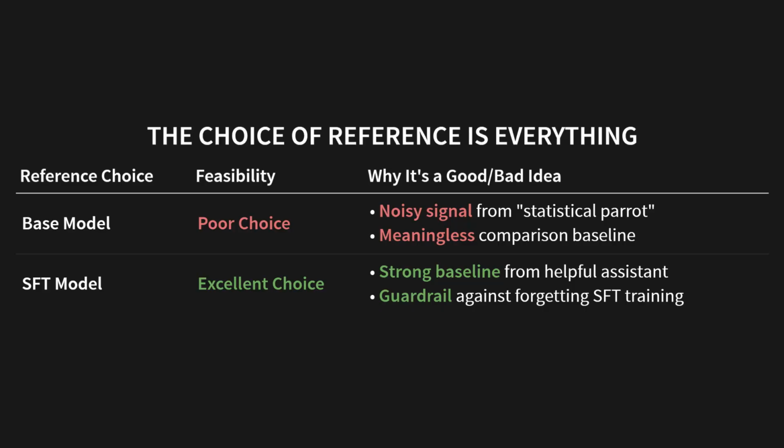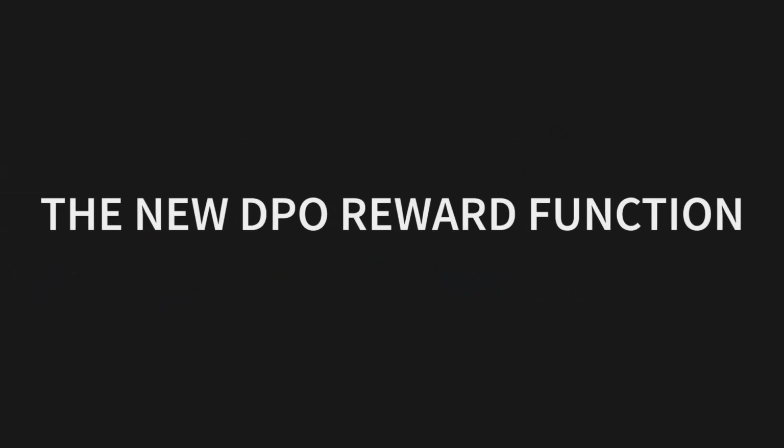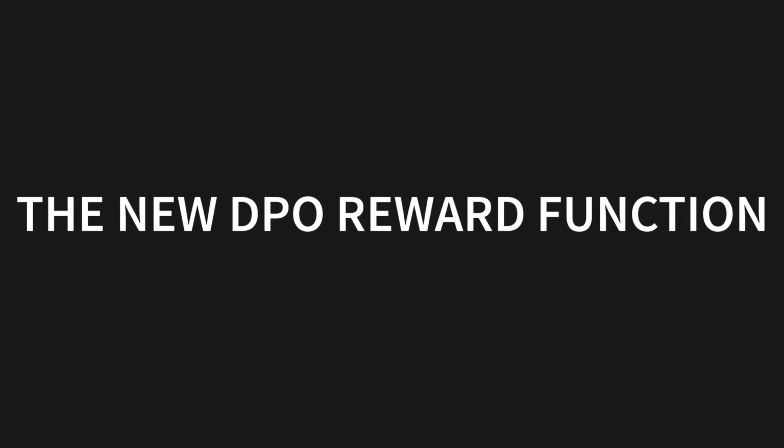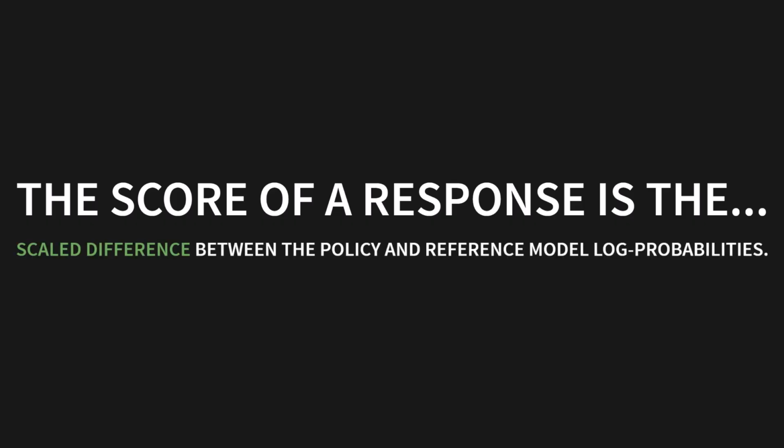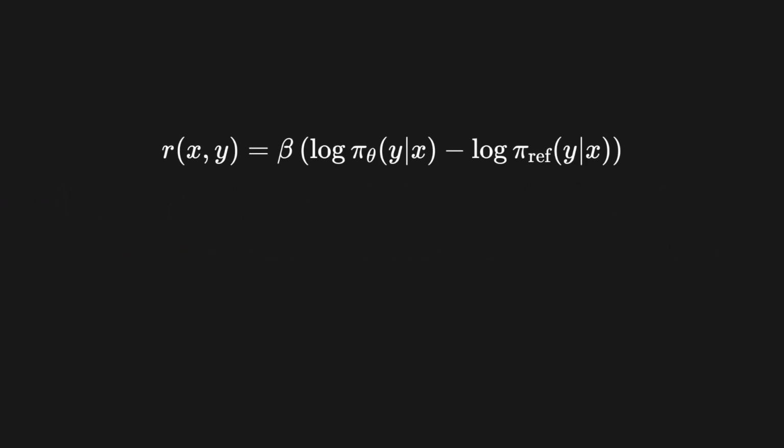So, with our hero, the reference model, in place, we can finally introduce the new DPO reward function. Here's the new rule. The score of a response is the scaled difference between the policy and reference model log probabilities. Okay, check out this formula on the screen. Don't be intimidated, we're going to break it down piece by piece. The reward, r of x y, equals beta times this whole big thing in parentheses.